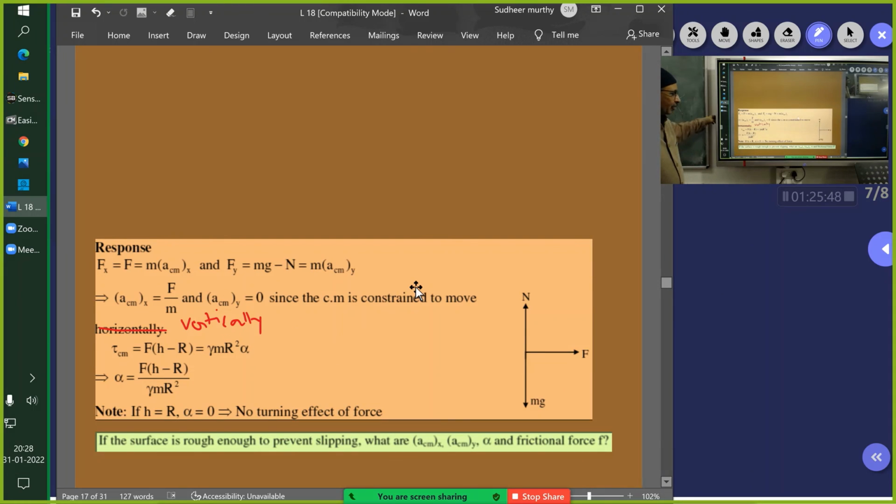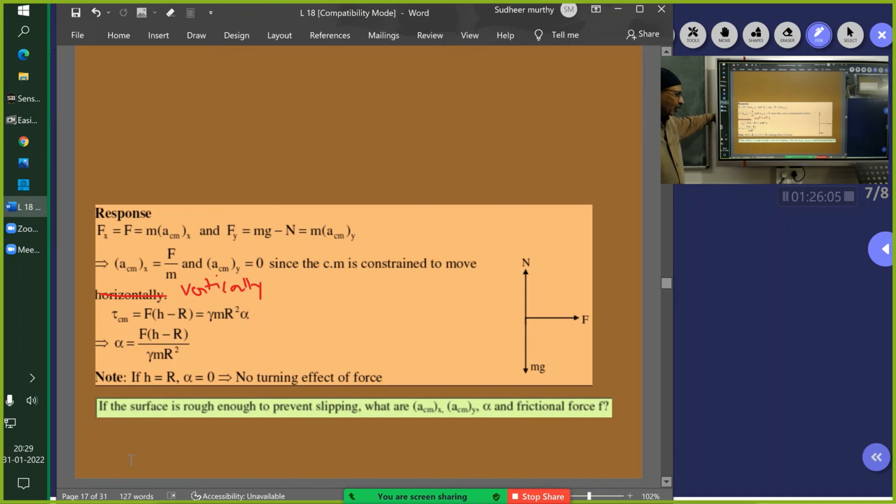So we also got the same answer. Okay? So you see, if h is equal to r, then alpha is equal to 0. The basic condition is the force passing through the center, so no turning.